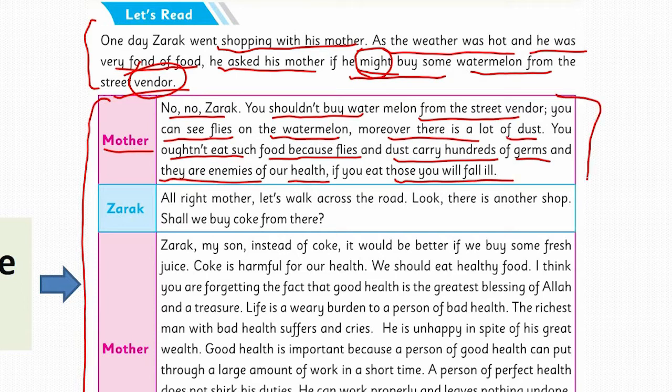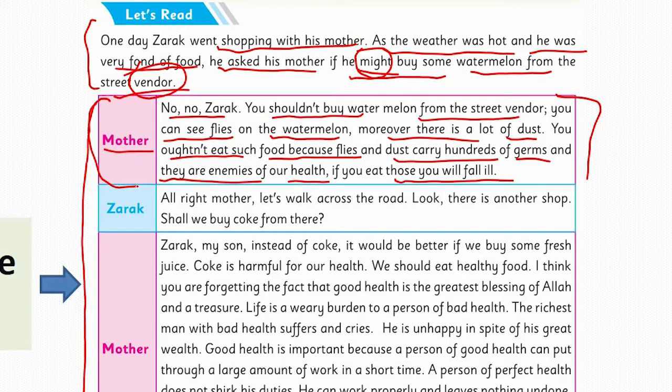So what was his mother reply here? She doesn't want to buy the watermelon from the street vendor. वो ठेले से कोई watermelon लेना नहीं चाहती थी. Why? Because there was a lot of dust and the flies were hovering over the watermelon.